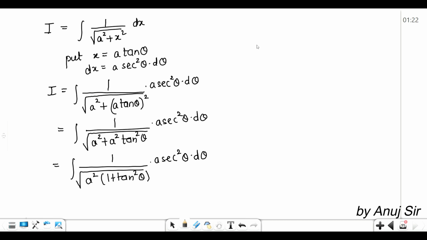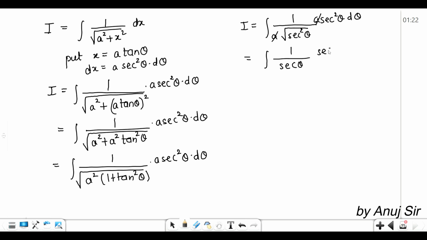So here we have the integration of 1 upon the square root of a square, which will be a, and the square root of 1 plus tan square. 1 plus tan square is nothing but sec square theta. You already know this. Now this a will get cancelled, and we are left with the square root of sec square, which is again sec, and this is sec square d theta.